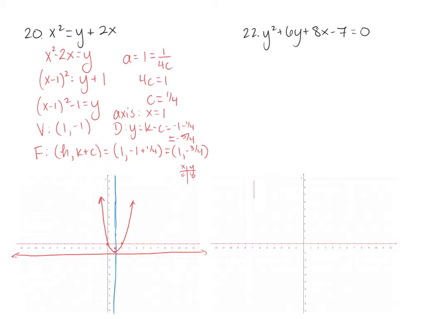So I have x equals 1. I'm going to label this with an F down there at the bottom, V next to the vertex, and then y equals negative 5/4 there underneath the directrix.